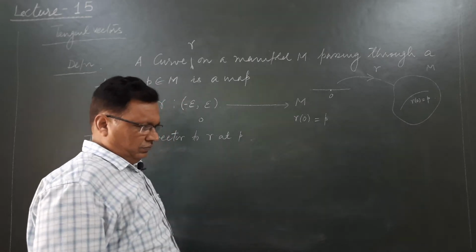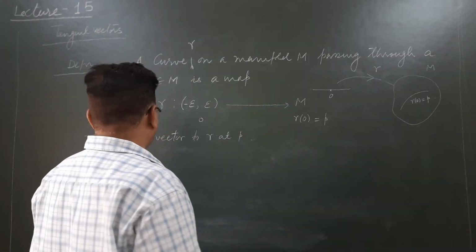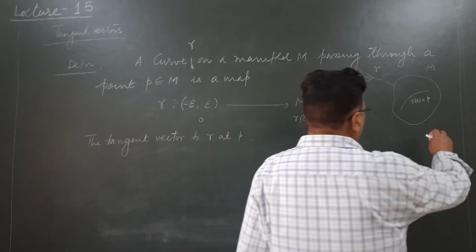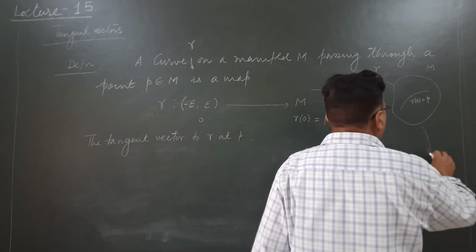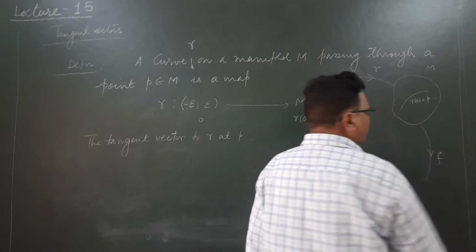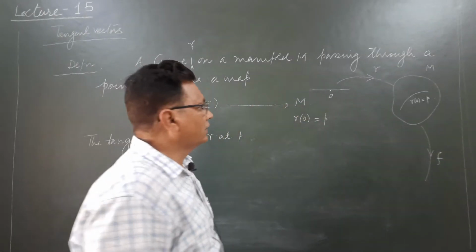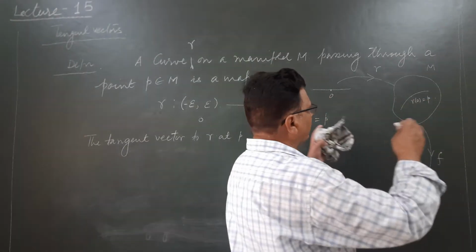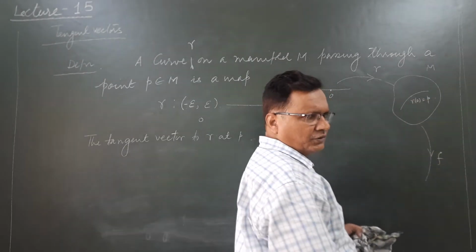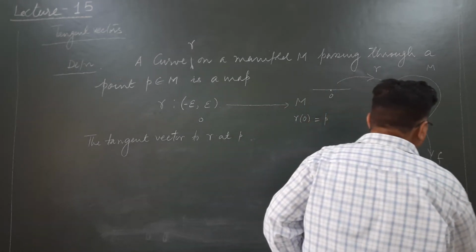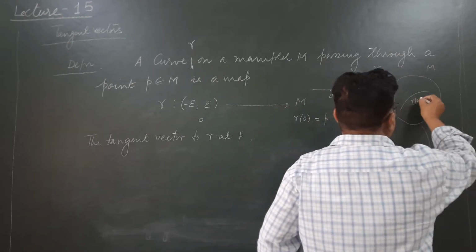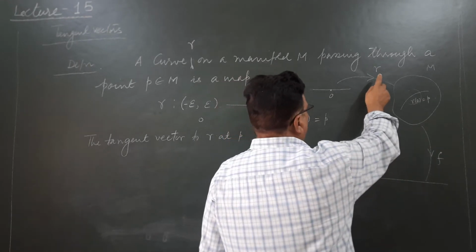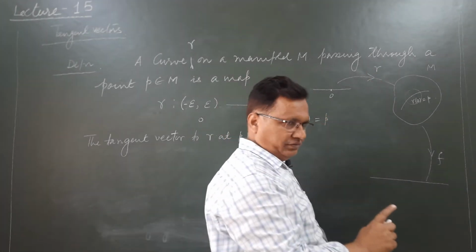अब डेरिवेटिव as such नहीं करेंगे. What I will do, I will consider a real valued function over here. Suppose f is a real valued function defined in the neighborhood of P, not necessarily on the whole of M. You can consider a function which is differentiable in a neighborhood of P. Okay. And this curve I am taking as a smooth curve.